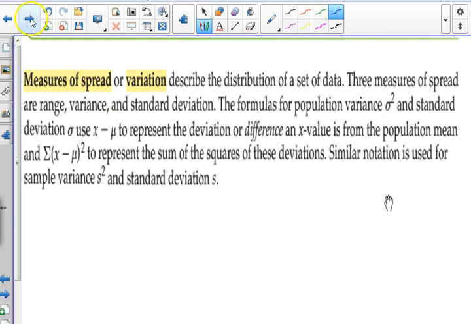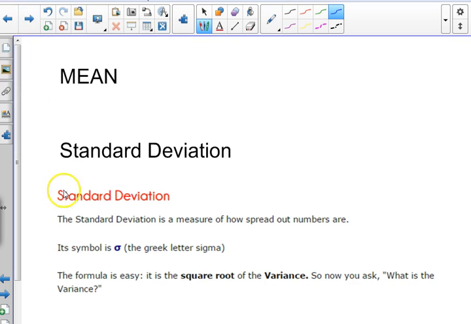For today, I want you to just understand the definition of standard deviation. It's complicated, and you're never going to have to do it, but let me show you how they calculate it. All right? This is the symbol. It's a lowercase sigma from the Greek alphabet. The definition of standard deviation is the square root of the variance.